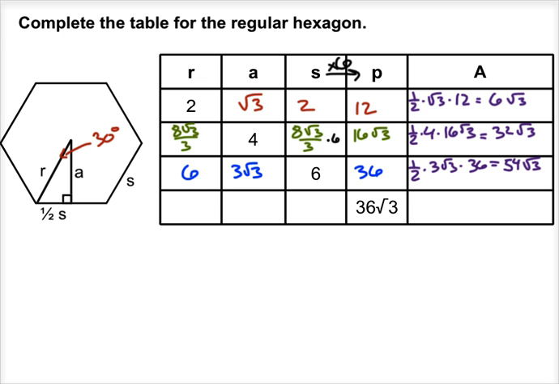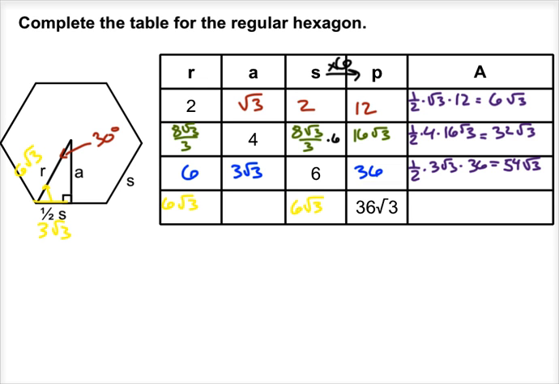Last one. They're giving me the perimeter is 36 square roots of 3. Well, I know if I just go backwards from the perimeter to the side, I would divide by 6 and get 6 square roots of 3. If an entire side is 6 square roots of 3, then over here in my diagram, half of a side is 3 square roots of 3. Now going from half a side to the radius, it gets doubled, so the radius is 6 square roots of 3.